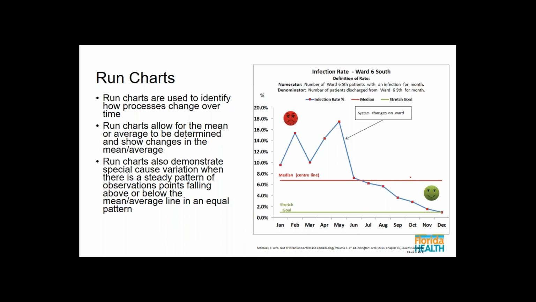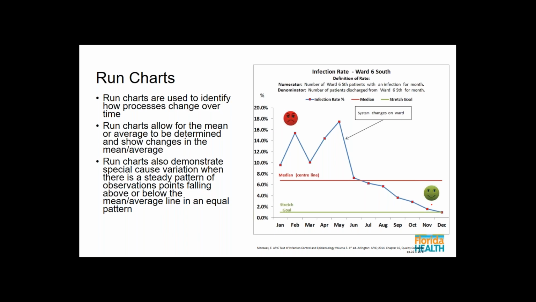So here we have basically the stretch goal, your infection rate over here, and then your median. And you can see if you're going above the median, then that is not good because it's the infection rate. You want to make sure that your infection rate is staying low. And that's where you have the happy face. I didn't have any questions on my exam where they specifically had a run chart or had me look at it, but you may. So that's why we're putting them here.